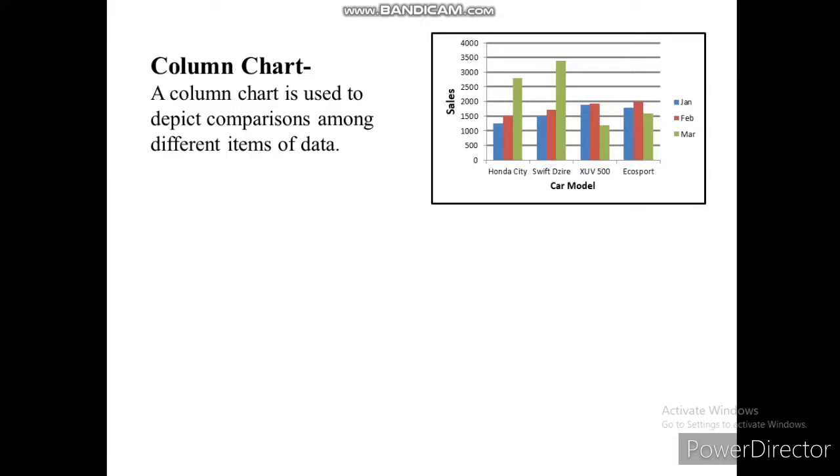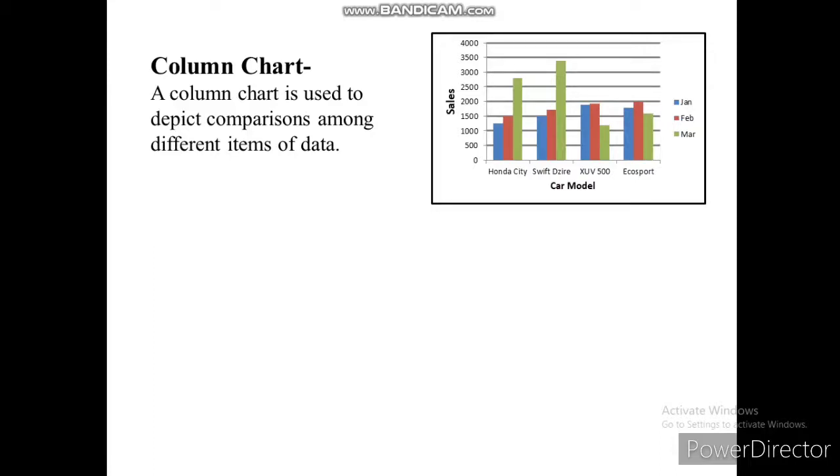Column chart. A column chart is used to depict comparison among different items of data. A column chart is used to compare between different types of data, right? In the column chart, values are represented by columns, right?